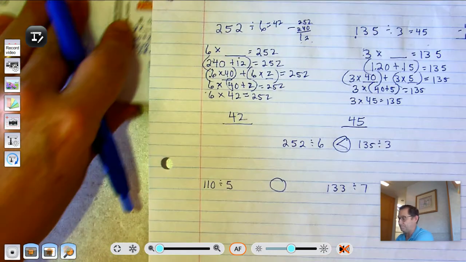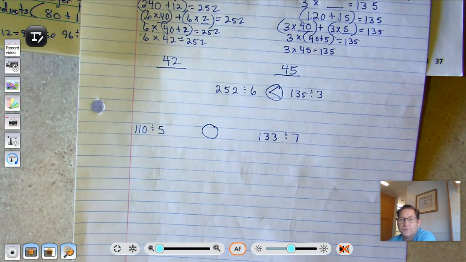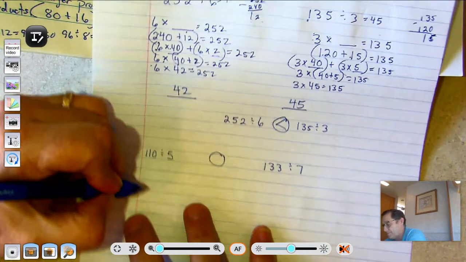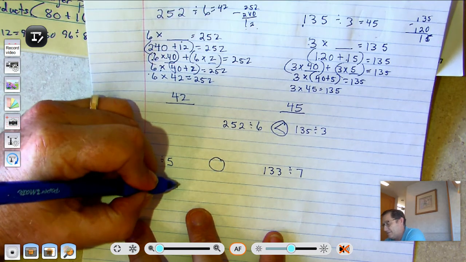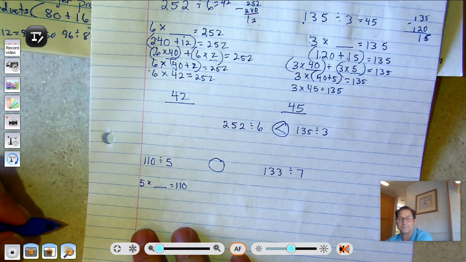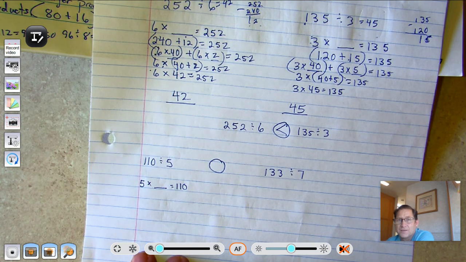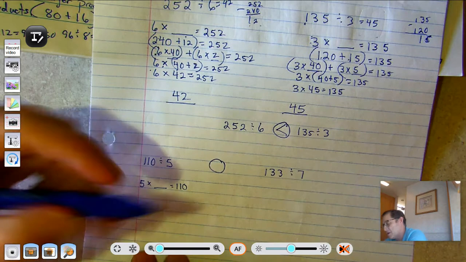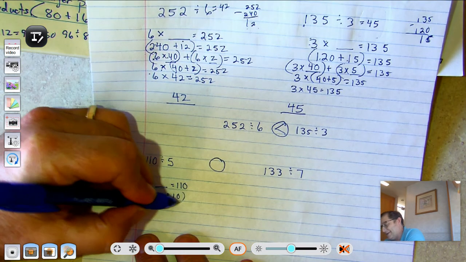Okay. So what are we going to do first? Let's change this division problem to a multiplication problem. 5 times something is 110. Well, 5 times 2 is 10, right? So 5 times 2 is 10, then 5 times 20 is 100. So I'm going to break 110 into 100 plus 10.